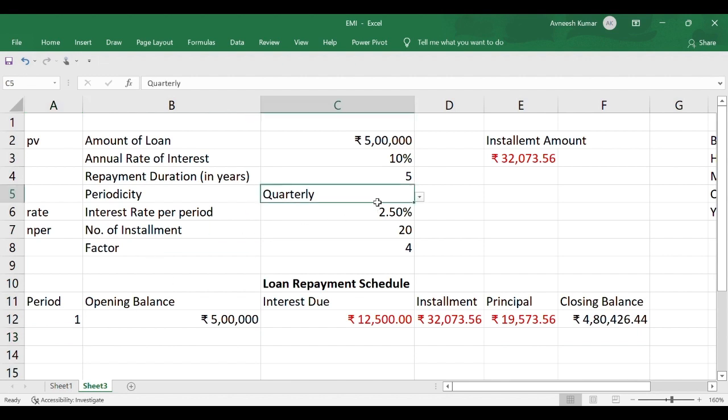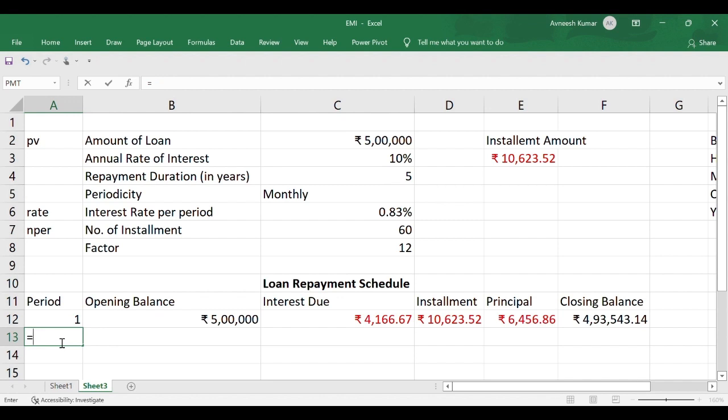Now we want such a thing that when we choose here a different thing, we can see the various calculations are automatically being done, but the number of installments is just being shown as 1. We want that if we choose yearly, then number of installments 5 should be shown, and if we choose monthly, then number of installments 12 should be shown. And that we can do here by entering the equal sign.